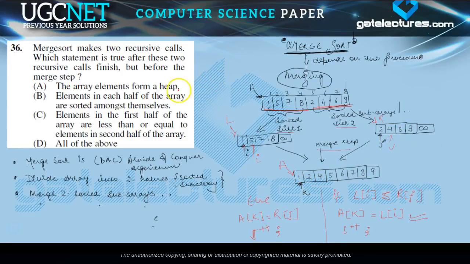So before the merge step, we have to sort these two sub arrays. So elements in each half of the array are sorted amongst themselves, then we use this merge step to make it one particular array. So the correct answer of this question is B.